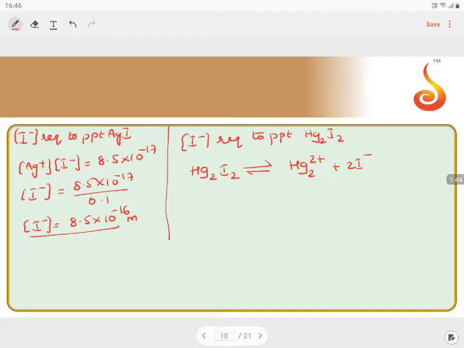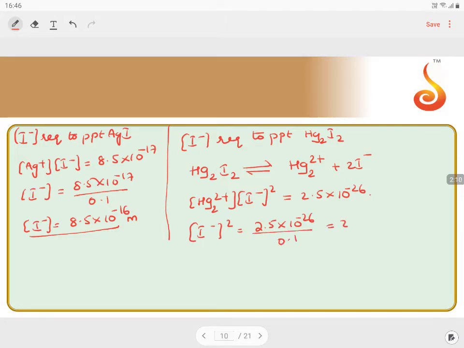So the ionic product will be the mercurous ion concentration times I- whole squared, equal to the solubility product 2.5 × 10^-26. Now I- squared will be 2.5 × 10^-26 divided by 0.1. That comes to 25 × 10^-26. So I- will be 5 × 10^-13 molar.